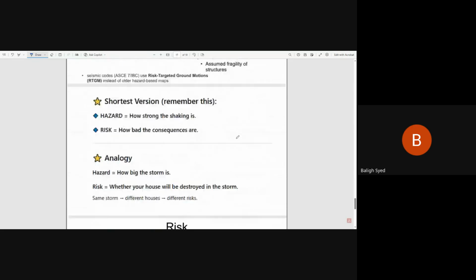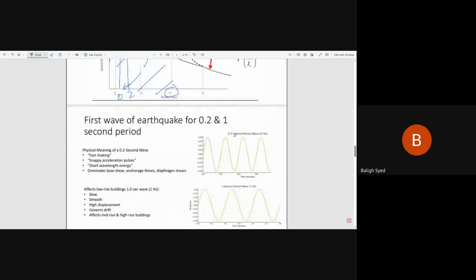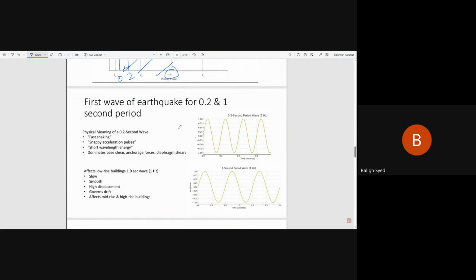And if you see here, yes, right here. Okay, first wave of earthquake for 0.2 second and 1 second period. See, 0.2 second, I just included over here, just undamped, and this is not the ideal or practical waveform right here, but it is just to give you a feel. What I always say, you must start feeling the response.